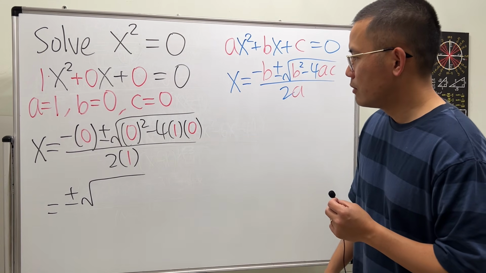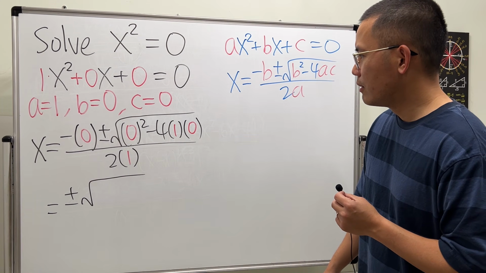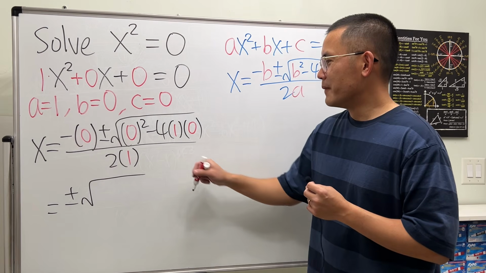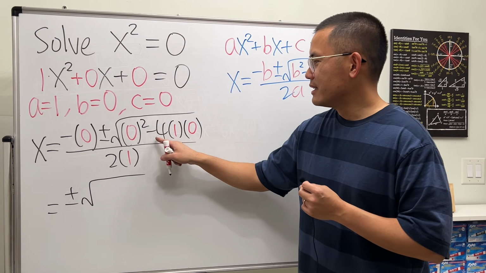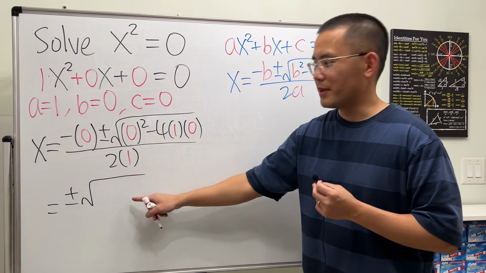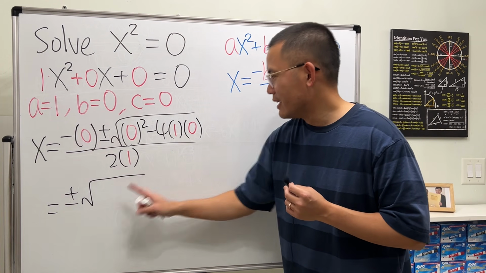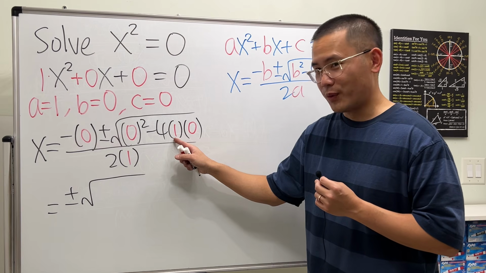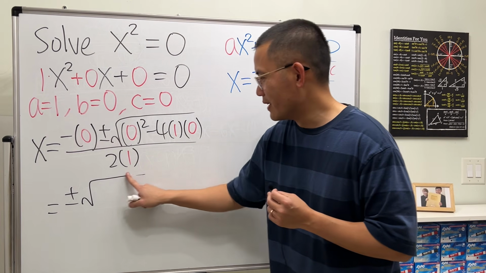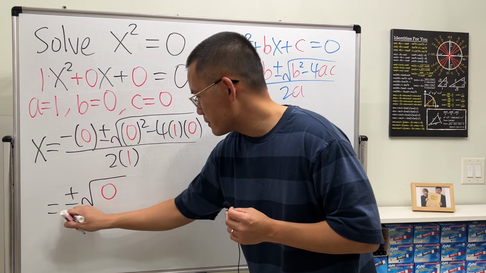Oh, this is 0. And I was thinking we should have a negative 4 inside. I was so scared. No. This is 0. And then 4 times 1 is 4 times 0 is 0. So all inside is 0. Okay, this is 0. And then over 2.